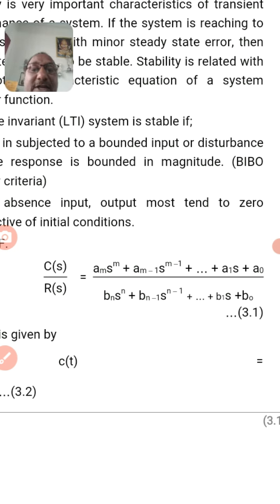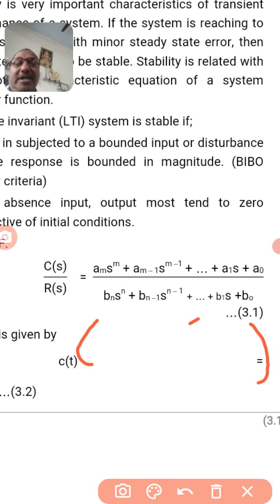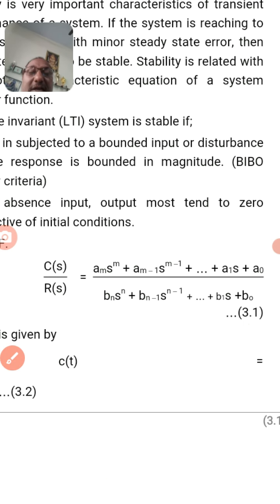Now there are two parts in this equation 3.1, one is the numerator and another one is the denominator. If the numerator, s minus t, is equal to 0, then it makes C of s upon R of s, the transfer function, equal to 0. That's why they are called zeros.